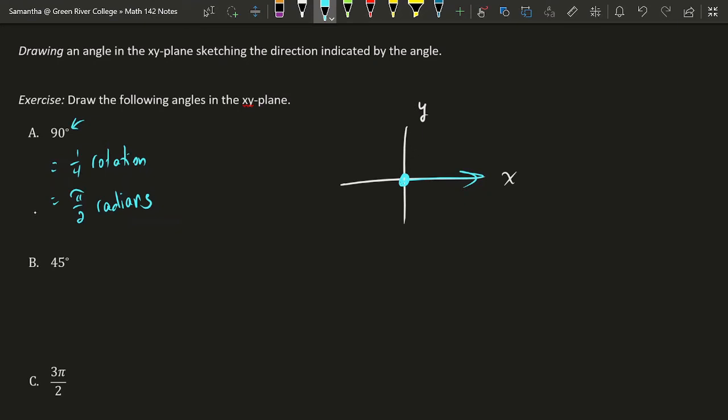Now 90 degrees is a positive angle, so I'm going to turn counterclockwise. I'm going to turn toward the positive y-axis. And so I'm going to turn 1/4 of a rotation, which will point me straight upward. So this angle right here would be the angle 90 degrees, and the corresponding direction would be straight up in the direction of positive y.